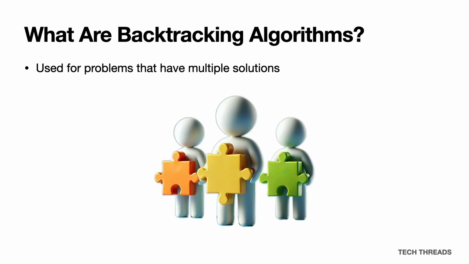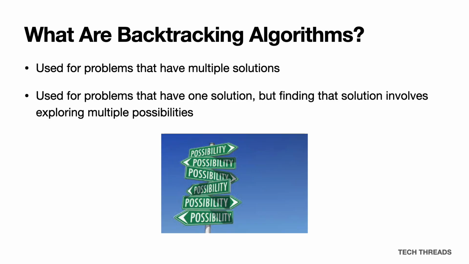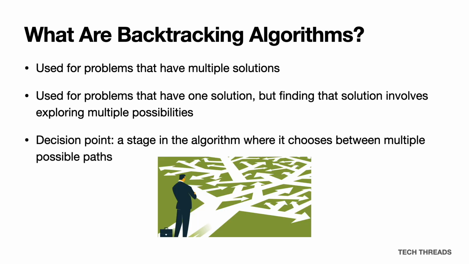Backtracking algorithms are used for problems that have multiple solutions, and we want to find all of those solutions. They can also be used for scenarios where only a single solution is needed, but the path to that solution involves exploring multiple possibilities. These algorithms have what's known as decision points, and a decision point is a stage in the algorithm where it chooses between multiple possible paths to explore further.